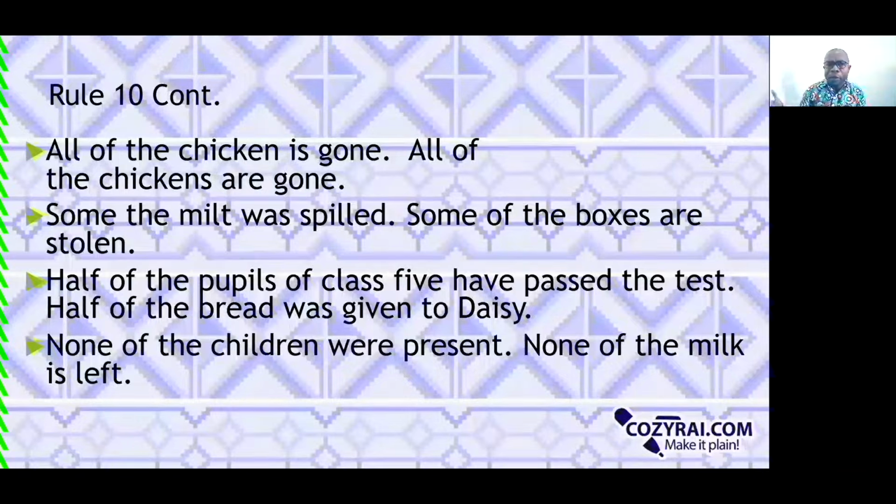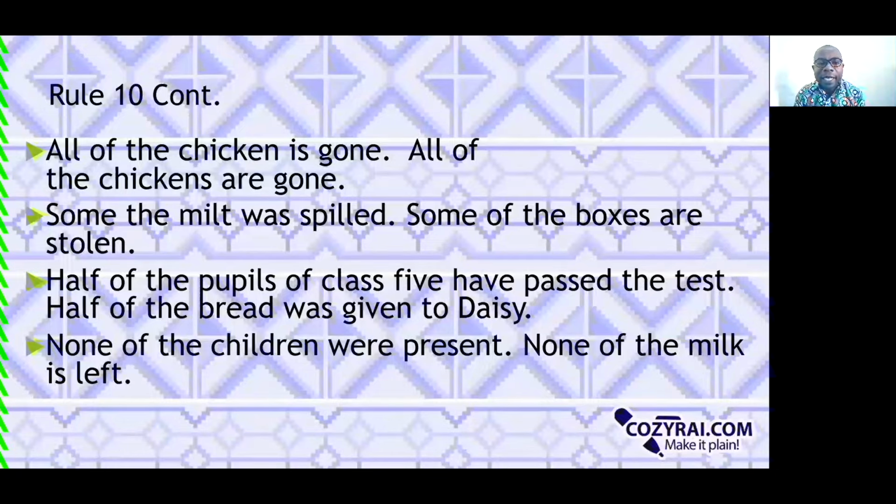So half of the pupils, more than one. So half of that would be plural still. Then half of the bread was given to Daisy. So half referring to one thing, bread, so was given to Daisy. And then we have none of the children were present. Of the children, so were present. None of the milk is left.